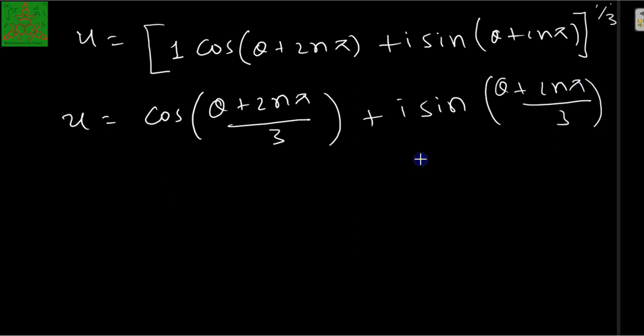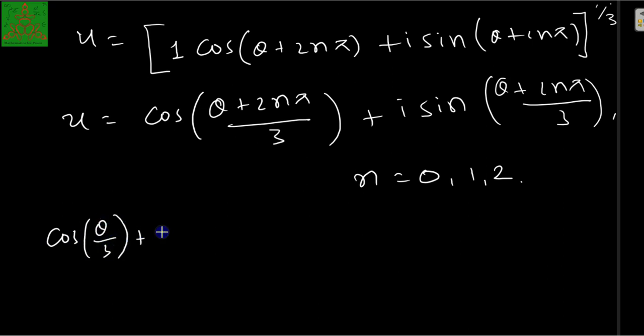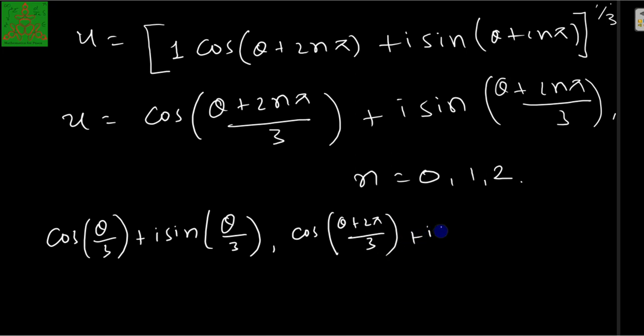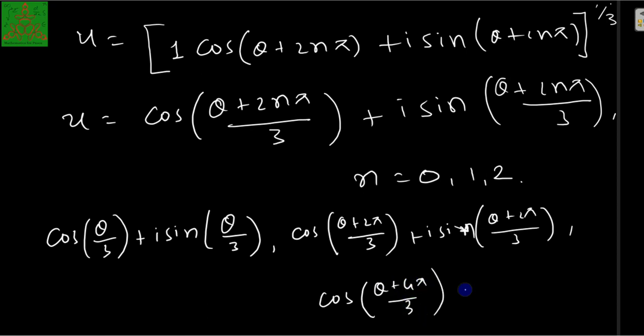As theta is 2 pi by 3, we will have three roots. That means this is true for n equal to 0, 1 and 2. So the three roots are cos theta by 3 plus i sin theta by 3, that is for n equal to 0. For n equal to 1 it is cos of (theta plus 2 pi) by 3 plus i sin of (theta plus 2 pi) by 3. And the third root is cos of (theta plus 4 pi) by 3 plus i sin of (theta plus 4 pi) by 3. These are the three roots you will have.